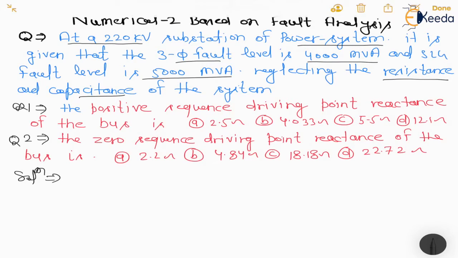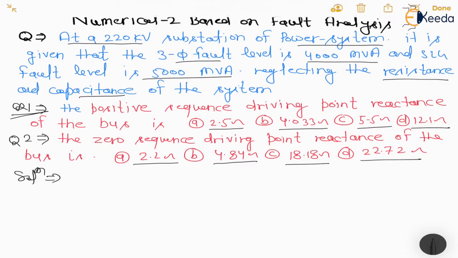Neglecting the resistance and capacitance of the system, this is a linked question. The first question is: the positive sequence driving point reactance of the bus is A 2.5 ohm, B 4.033 ohm, C 5.5 ohm and D 12.1 ohm. And the second question is: the zero sequence driving point reactance of the bus is A 2.2 ohm, B 4.84 ohm, C 18.18 ohm, D 22.72 ohm. This is the question.